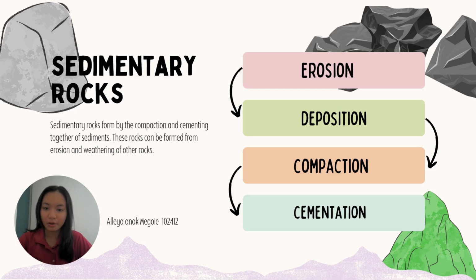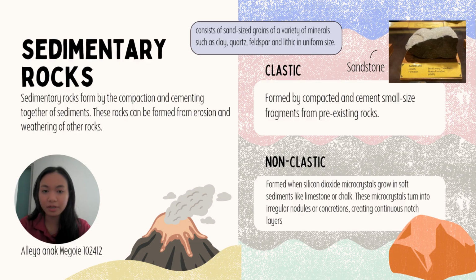Next is sedimentary rock, formed by the compaction and cementing together of sediments. This rock can be formed from erosion and weathering of other rocks. Sedimentary rock can be divided into two types, which are clastic and non-clastic. Clastic sedimentary rocks are formed by compacted and cemented small-sized fragments from pre-existing rocks.